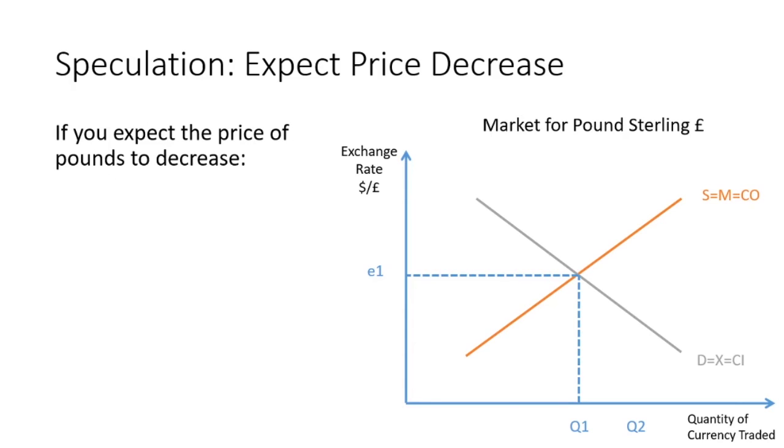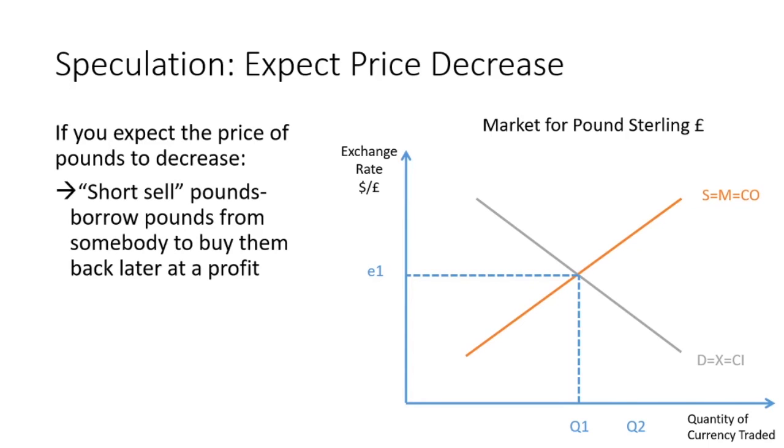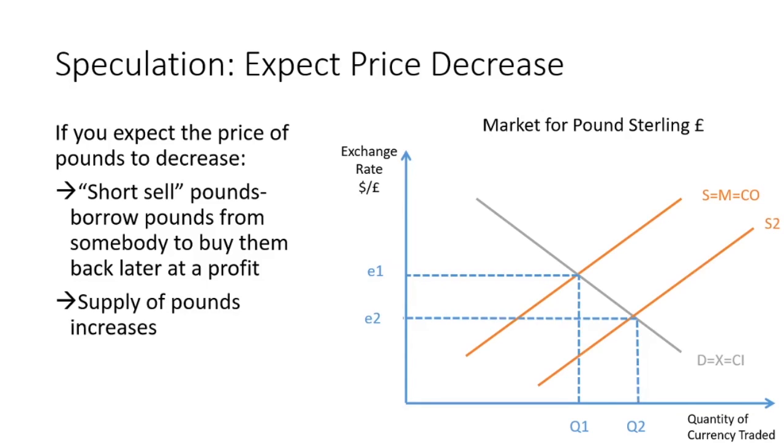So with speculation, to model this, if you expect the price of pounds to decrease, you don't want to be holding on to pounds if you think that tomorrow or the next hour they're going to be worth less money than they are currently. And so you're going to want to sell those pounds. In the case of speculating, you would short sell them, which means you're borrowing pounds from somebody else to buy them back later to make a profit. What that's going to do is increase the supply of pounds on global markets. So the supply of pounds increases, and therefore the pound depreciates.